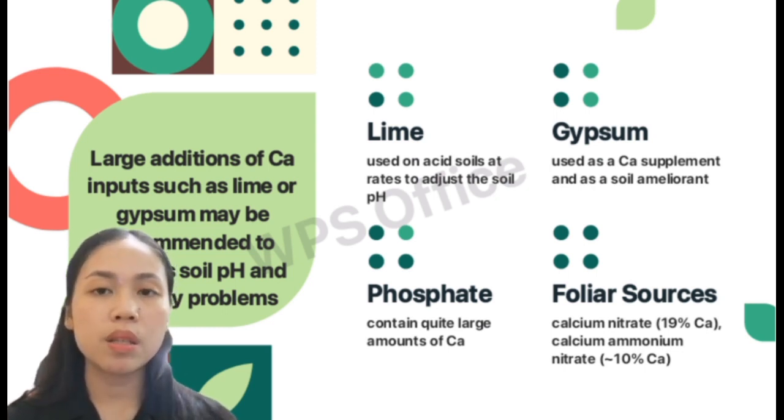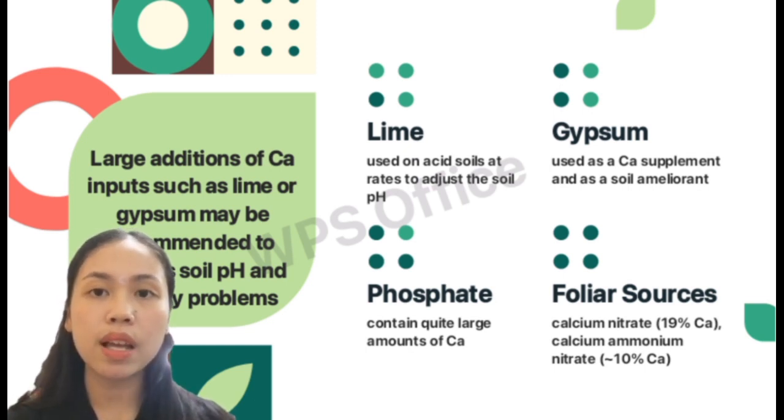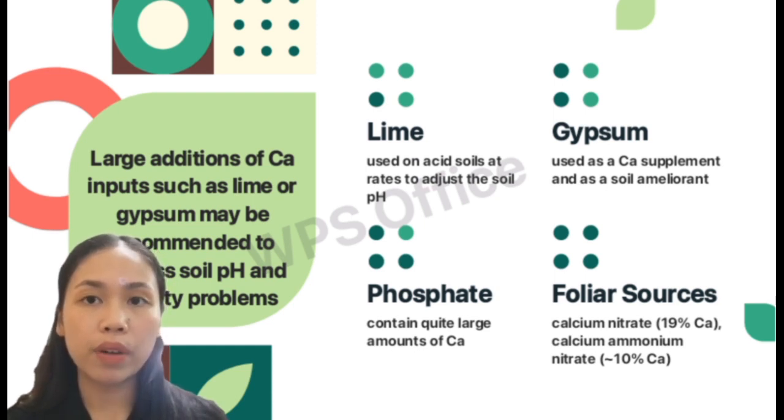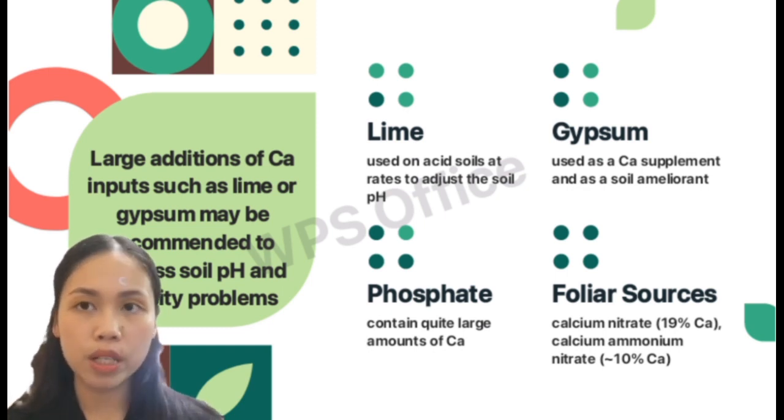Lime, which is about 40% calcium, should be used on acid soils at rates to adjust the soil pH to the target level. Typical rates are 2.5 to 7.5 tons per hectare, and a lime requirement test will assist in identifying an appropriate rate. In cropping systems, lime should be applied several months ahead of planting and mechanically incorporated. Lime will not dissolve in alkaline soil, so it should not be considered as a calcium source in those situations.